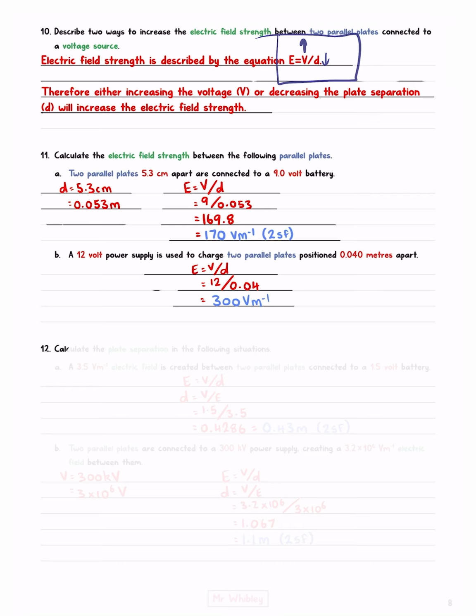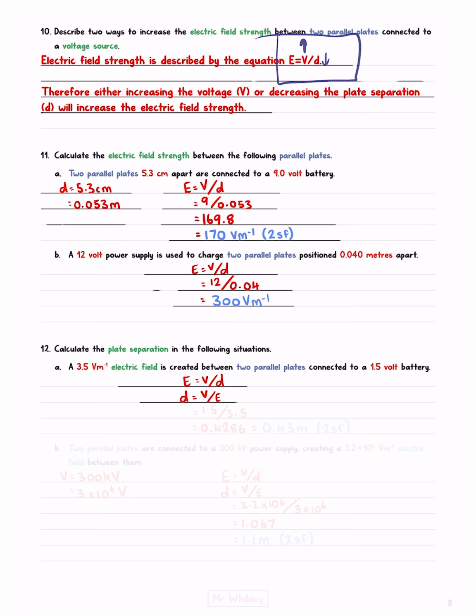Question 12. Calculate the plate separation in the following situations. A 3.5 volt per meter electric field is created between 2 parallel plates connected to a 1.5 volt battery. To find our plate separation, we start with our E equals V over D equation, solve that for D by swapping the E and the D around, putting in our voltage and our field strength, gives me 0.4286 or 0.43 meters to 2 significant figures.